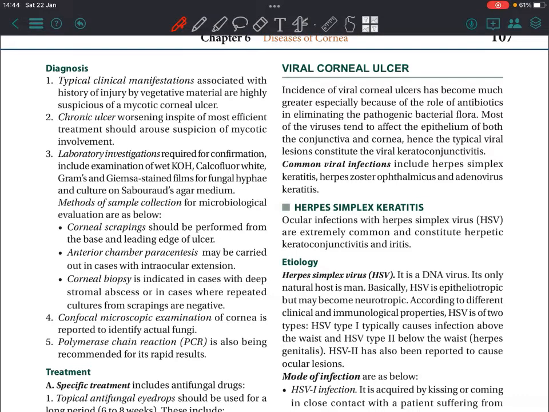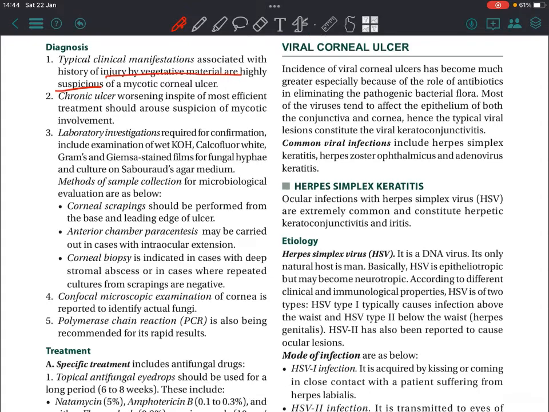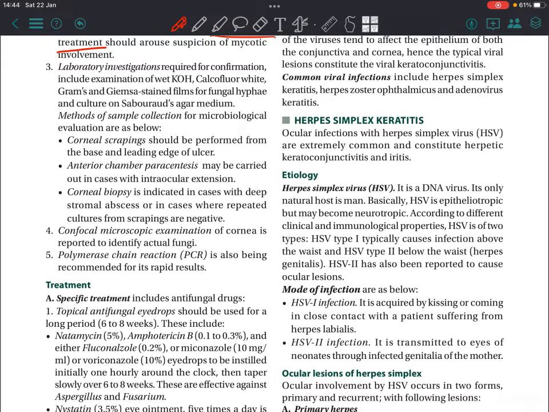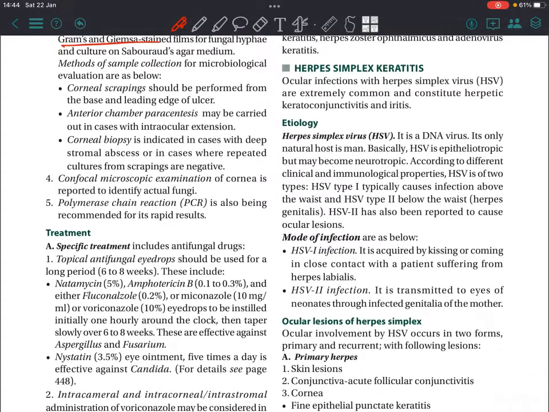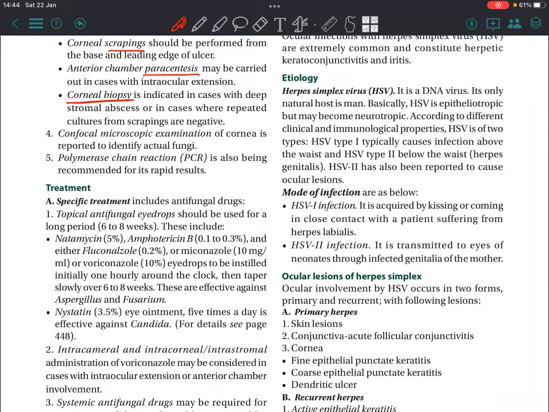Diagnosis: typical clinical manifestation associated with a history of injury by vegetative material is highly suspicious of mycotic corneal ulcer, as is a chronic ulcer worsening in spite of the most efficient treatment. Laboratory investigations required for confirmation include examination of wet KOH, calcofluor white, Gram stain, and Sabouraud's agar, with methods of sample collection being corneal scrapings, aqueous paracentesis, and corneal biopsy. Confocal microscopic examination of the cornea is reported to identify actual fungi. Polymerase chain reaction is also being recommended for its rapid results.